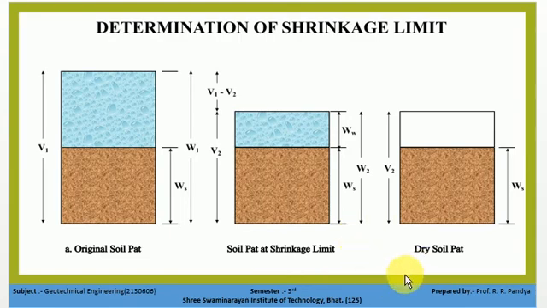After the oven dry, only the soil solids remain and there is no moisture in the soil pad, so the volume is considered as V2 only, and the total weight is equal to the weight of soil solids, because no weight of water is available. Here there is only air, and the weight of air is equal to 0. We can learn this in the three-phase diagram of the soil system.